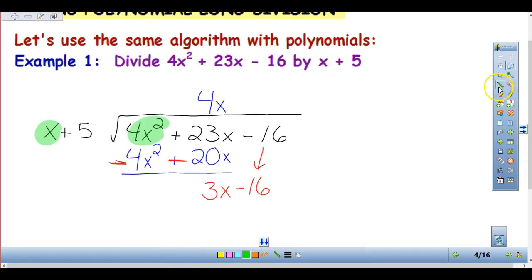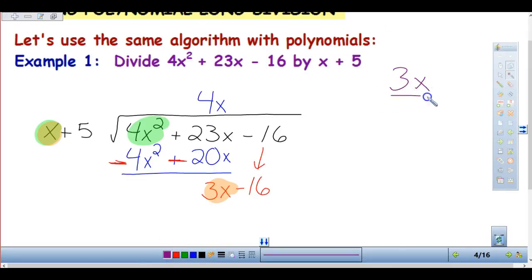Then I'm going to highlight again just to show you. All I care about is the first number in that term there. So what is 3x divided by x? 3. So we put a plus 3 here. And again, write it off to the side if you want. Okay? Now this 3 has to get multiplied by both of these. So I'm going to get 3x plus 15.